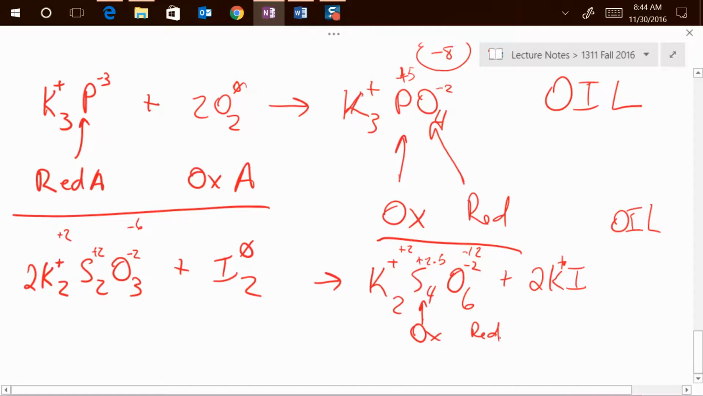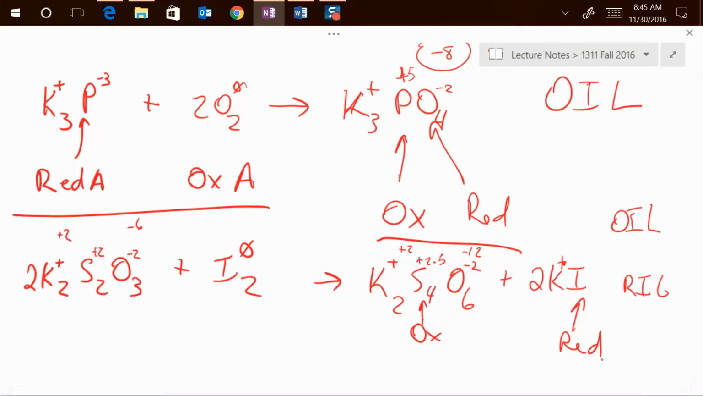Reduction is gain. What got reduced? Not the oxygens. The oxygens stayed the same, right? All the way across. Negative 2 on one side, negative 2 on the other side. What got reduced? Good. So reduction is gain. Iodine was reduced. So it went from 0 to negative 1.